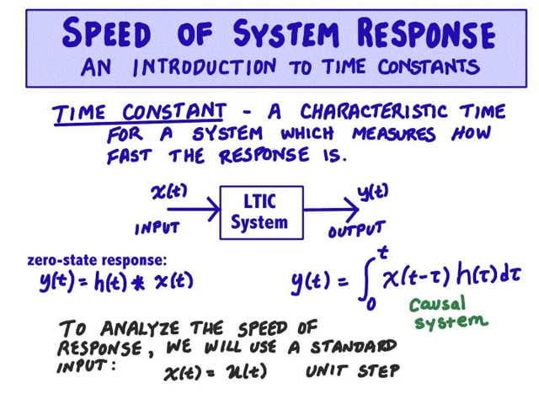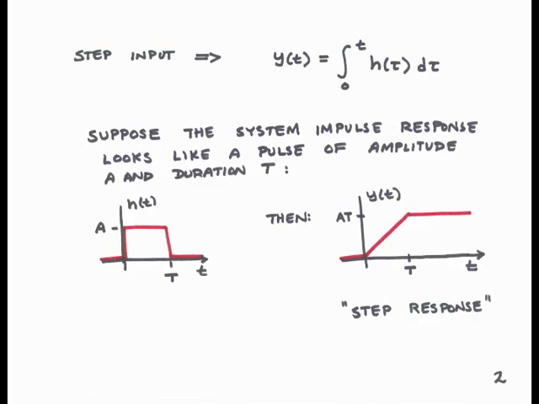So y of t is equal to the integral from 0 to t of x of t minus tau, h of tau, d tau. The input will be a step, so x of t will be 1 for t greater than 0 and 0 for t less than 0. Since x of t is 1 for t greater than 0, we find that the output to the step input is y of t equals the integral from 0 to t of h of tau d tau.